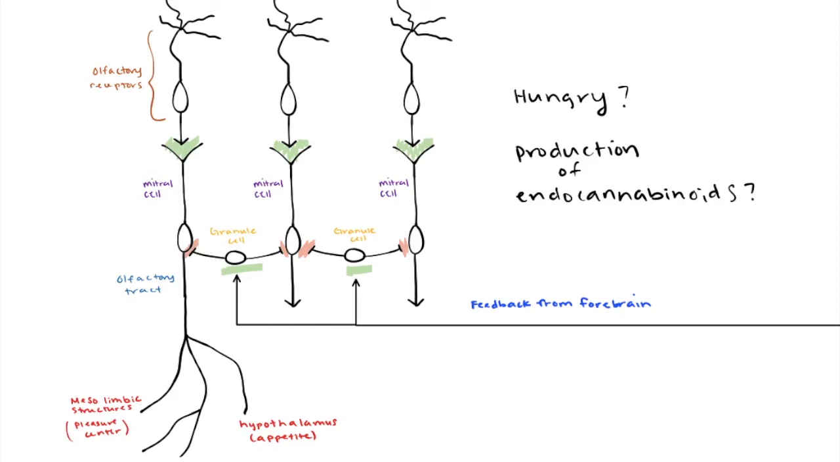In this diagram, you can see different types of cells and their synapses. The ones highlighted in green indicate that they're excitatory, and the ones highlighted in red are inhibitory.